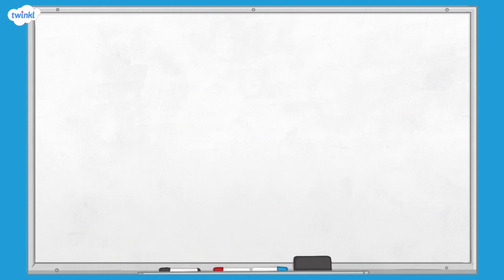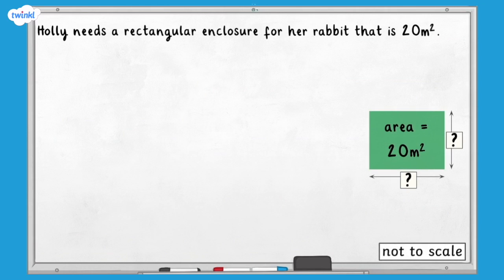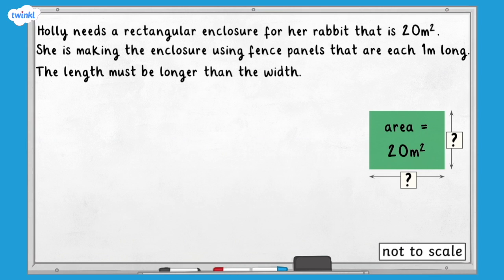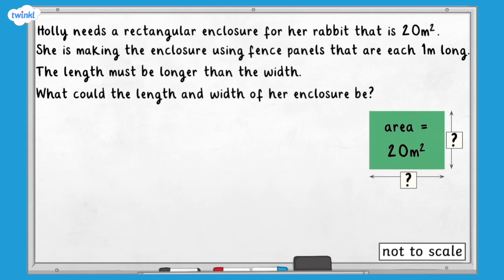Let's move on to the challenge. Holly needs a rectangular enclosure for her rabbit that is 20 metres squared. She is making the enclosure using fence panels that are each 1 metre long. The length must be longer than the width. What could the length and width of the enclosure be? Find every possibility.